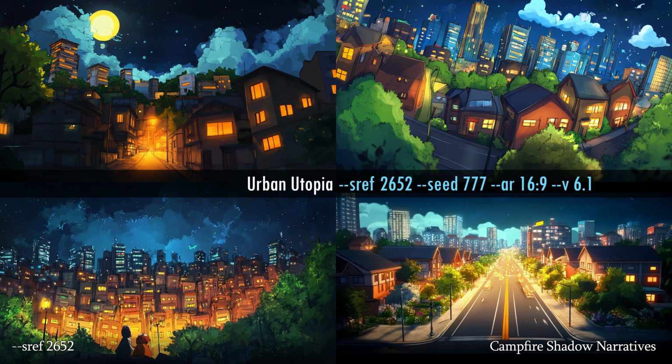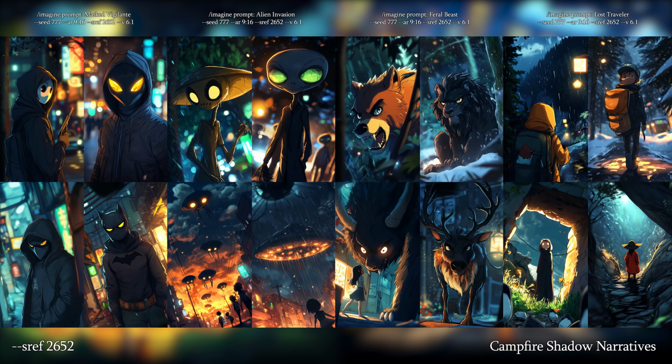Number 652. Campfire Shadow Narratives. A vibrant mix of neon highlights and warm hues brings a playful yet mysterious energy, ideal for whimsical or fantastical narratives. The depth and dynamic compositions make it visually rich, though it might feel overly stylized for serious themes. This colorful approach gets an 8 out of 10.